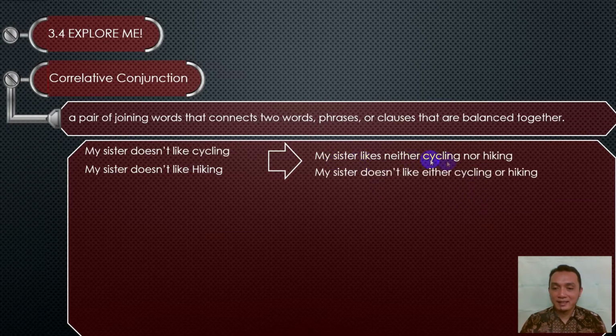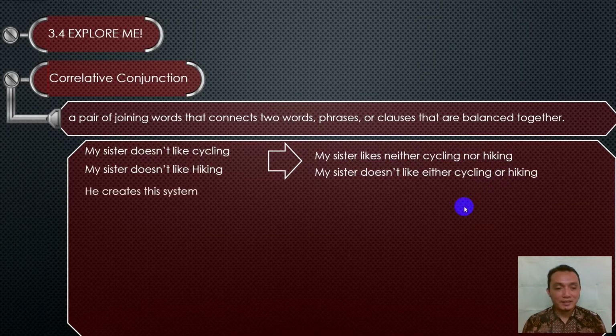My sister likes neither cycling nor hiking has the meaning my sister doesn't like either cycling or hiking. If you use neither nor, you don't need to put does not. But if you use either or, you need does not. So you may use neither blah blah blah nor, or you may use either blah blah blah or.